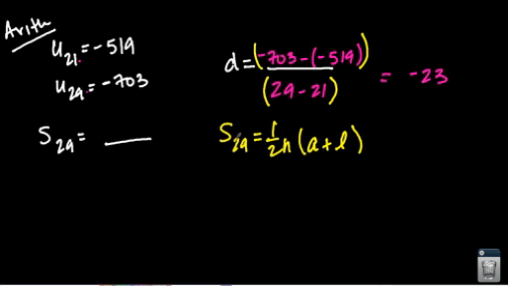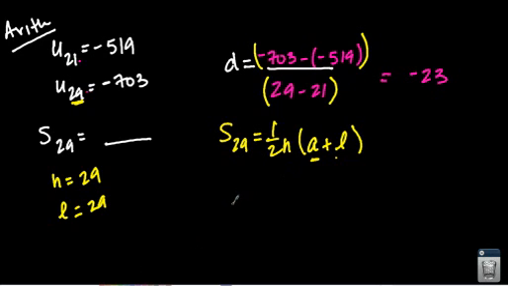Okay, so if I'm finding the sum of 29 terms, that means I have, in fact, 29 terms, because I'm going from 1 to 29, because it's our last term. I'm going to make 29 the last term. Okay, and all I need now is the value of my starting term. So let's go ahead and find that.